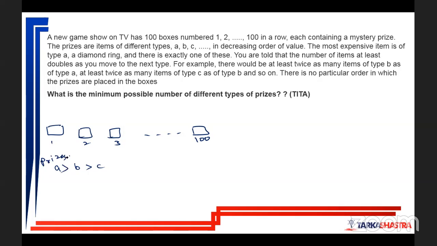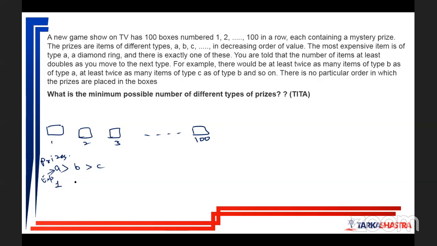The most expensive item is of type A, a diamond ring. So type A is the most expensive, and there is exactly one of these in one of these 100 boxes. You are told that the number of items at least doubles as you move to the next type. So type A to type B. Now for type A, we know there is exactly one of those diamond rings.